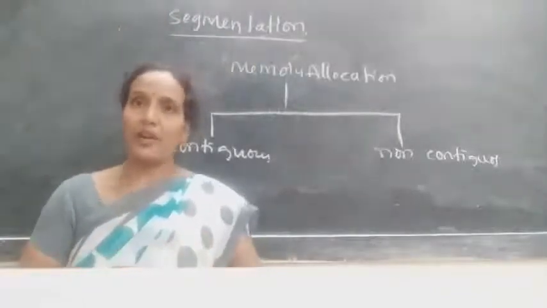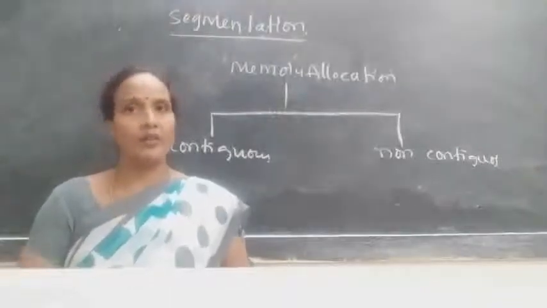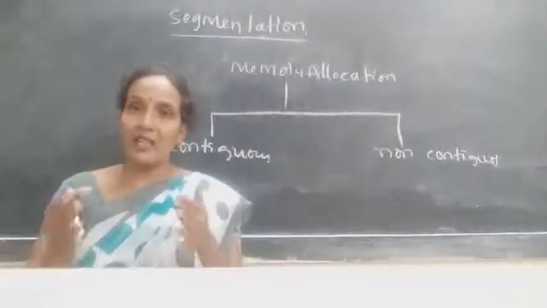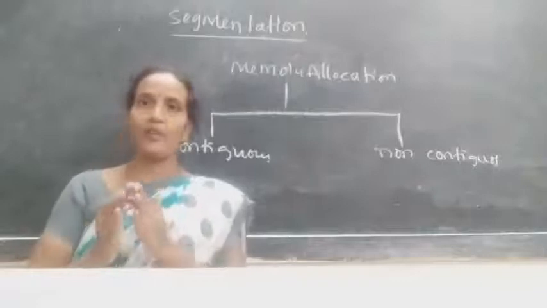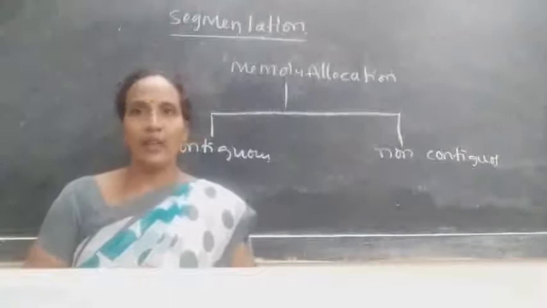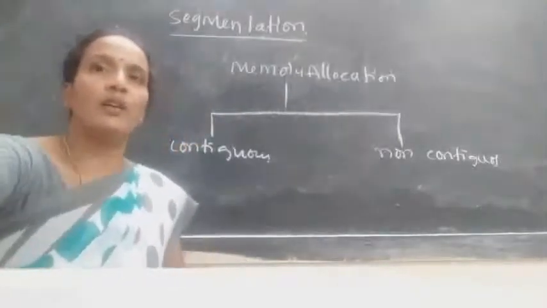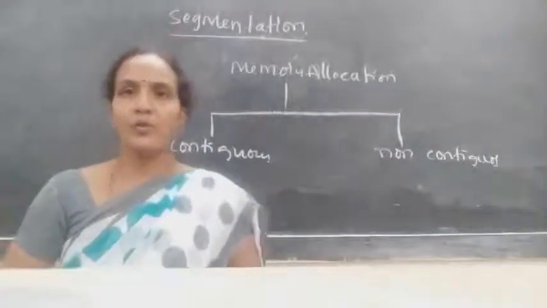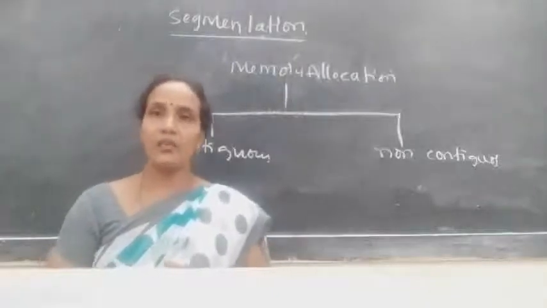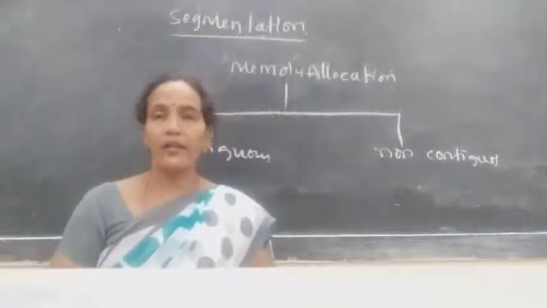What advantages and disadvantages you have in contiguous memory allocation, I already explained in the last class. Contiguous means continuous blocks of memory. One section of memory is given to a user for execution. Understood? The disadvantages are internal fragmentation and external fragmentation, which I've already explained.